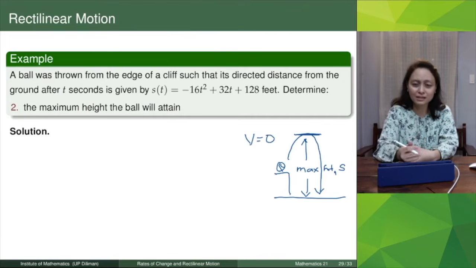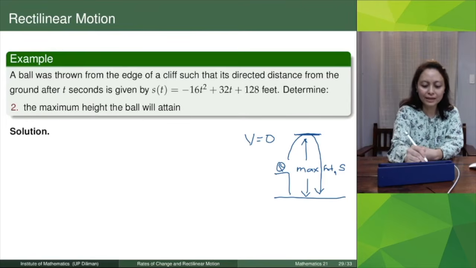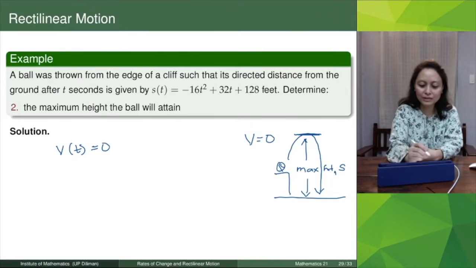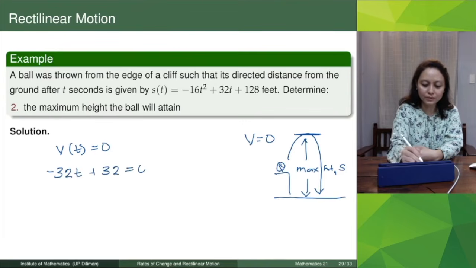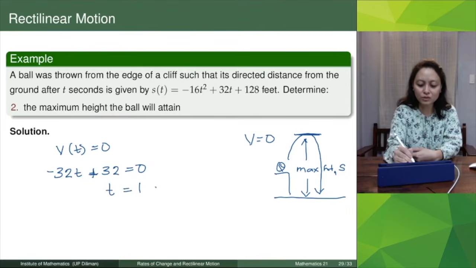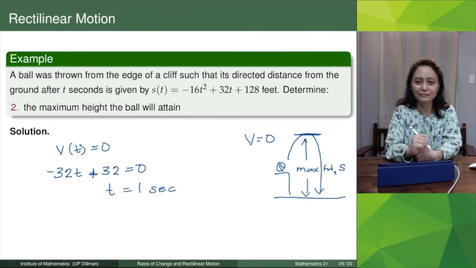So, using this, kunin natin yung time kung kailan na-reach yung maximum height. So, maximum height is reached when v of t is equal to 0. Sabi natin, yung v of t kanina ay negative 32t plus 32 equals 0. So, solving for t equals 1 second. So, na-reach yung maximum height after 1 second.